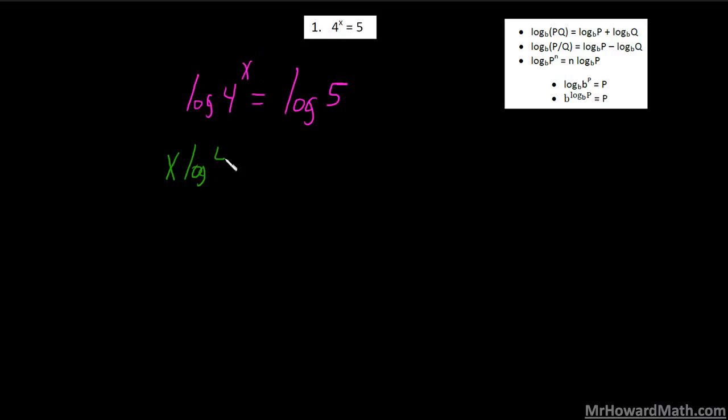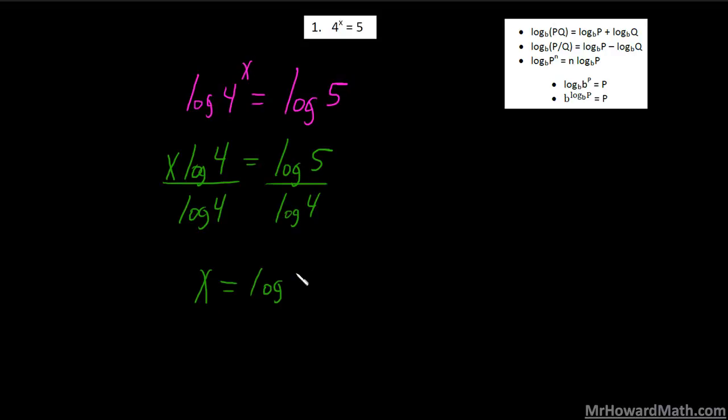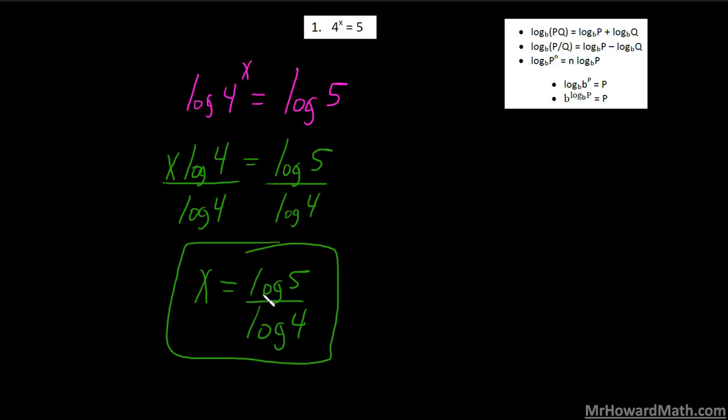We have x log of 4 is equal to log of 5. And now we just divide by log 4 on both sides, and finally we get x equals log of 5 over log of 4. And this is some decimal value. We don't have a calculator in this unit, so we'll leave it like this. So we've solved that one.